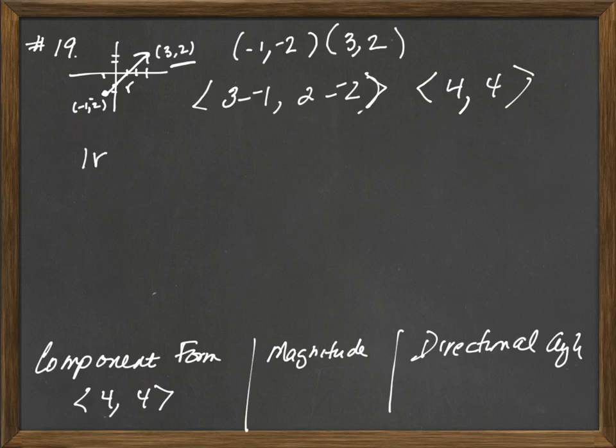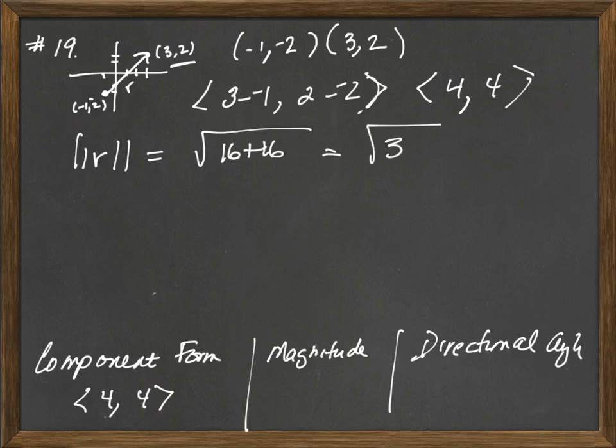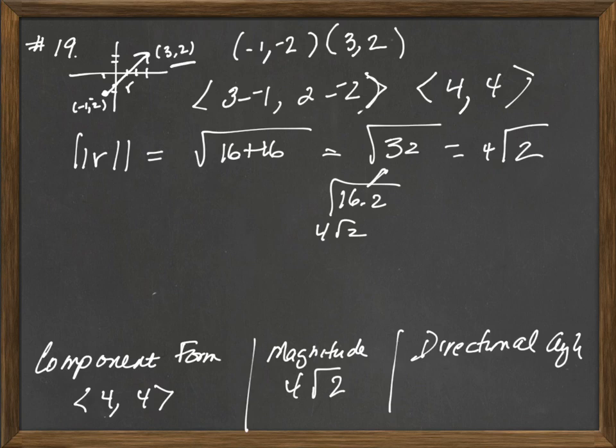Our magnitude of r is equal to the square root of 16 plus 16, which is the square root of 32, and you can take 16 out, right? So that would be 4 square root of, what do you get when you take that out? Remember, this is 16 times 2, so it's the square root of 16 times 2, so it's 4 square root of 2. All right, so 4 square root of 2 is the magnitude, and the directional angle.